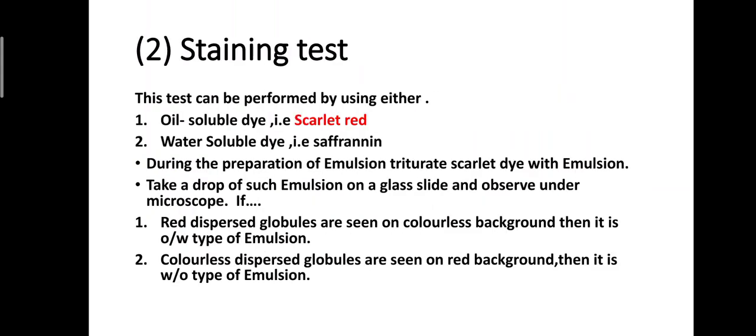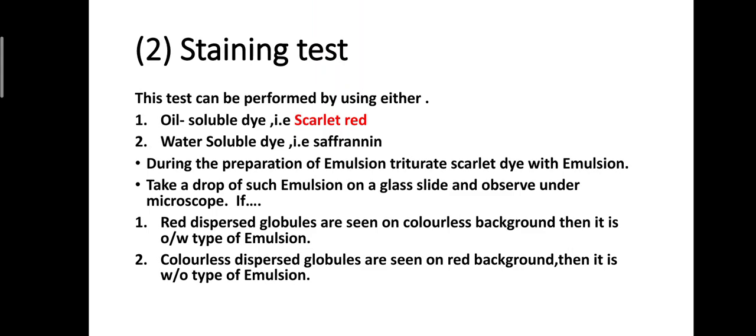Second test, staining test. This test can be performed by using either an oil soluble dye, that is Scarlet red dye, or a water soluble dye, that is safranin. These two dyes are used for performing the staining test of emulsion. During the preparation of emulsion, triturate Scarlet dye with the emulsion. Take a drop of such emulsion on a glass slide and observe under the microscope.